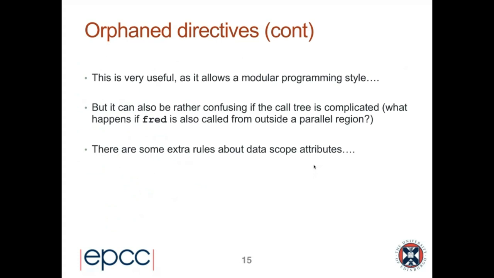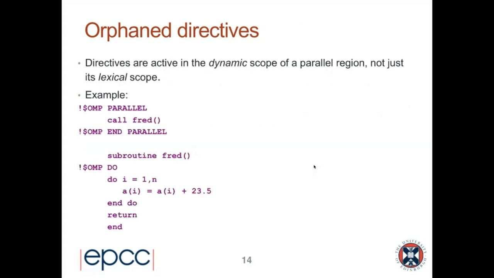So what happens in this previous example? Let me go back a slide here. What would happen if I called Fred from outside a parallel region? So I have a master thread encountering a work sharing directive without a parallel region. And the answer is that it just works fine. Essentially what happens is that the work sharing directive is ignored and the loop gets executed sequentially.